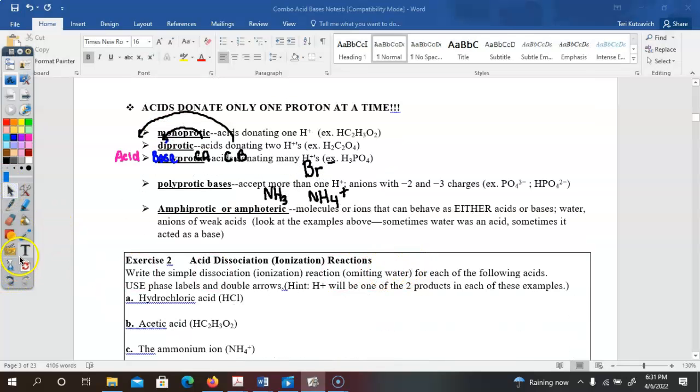Acids only donate 1 proton at a time, so 1 hydrogen at a time. Monoprotic are acids with 1 hydrogen, diprotic have 2, polyprotic have 3 or more. Polyprotic bases accept more than 1 H. Those are like your anions with your negative 2 and negative 3 charges. Amphiprotic or amphoteric: molecules or ions that can behave as either acids or bases. Water and anions of weak bases or weak acids are examples. You can just look at those previous examples on the other page.